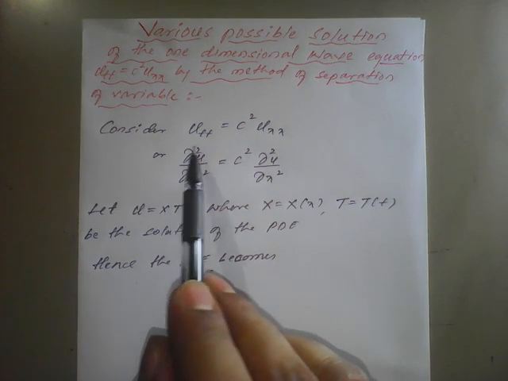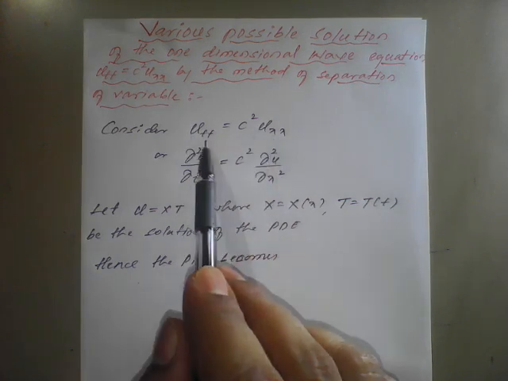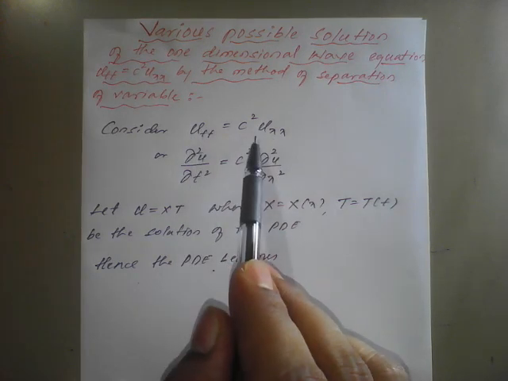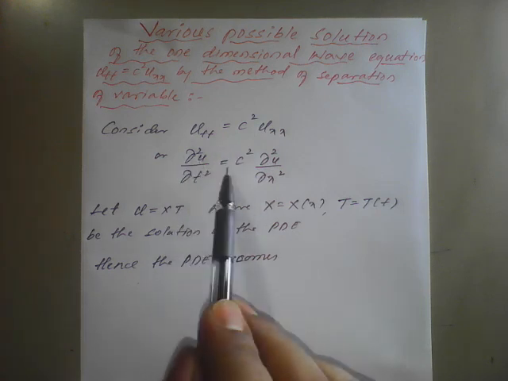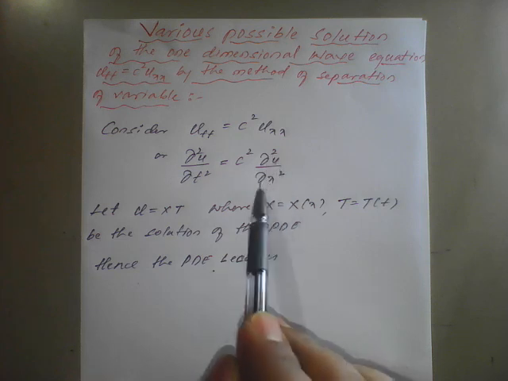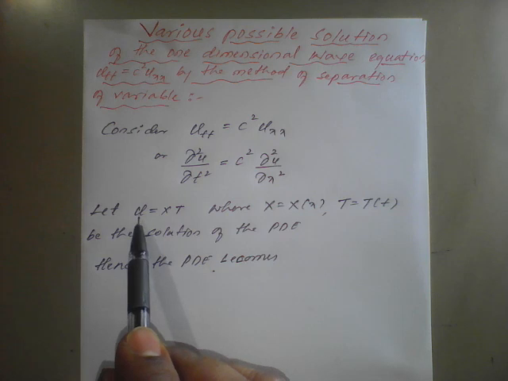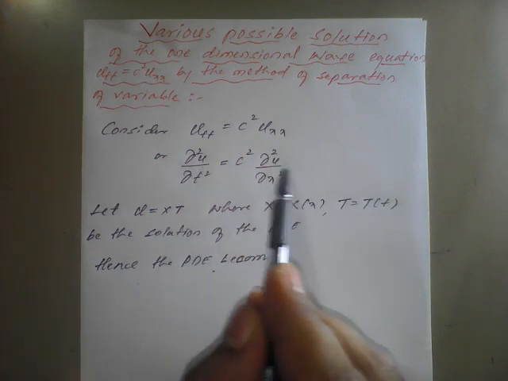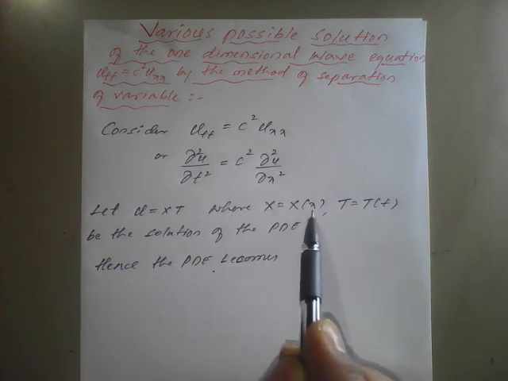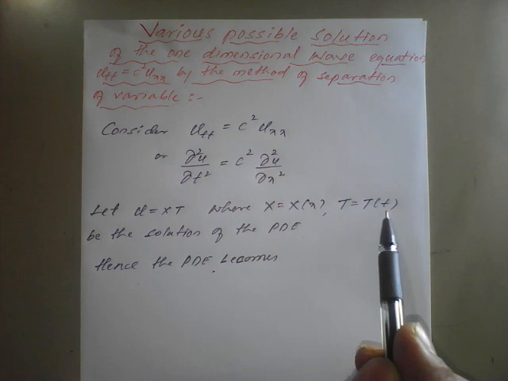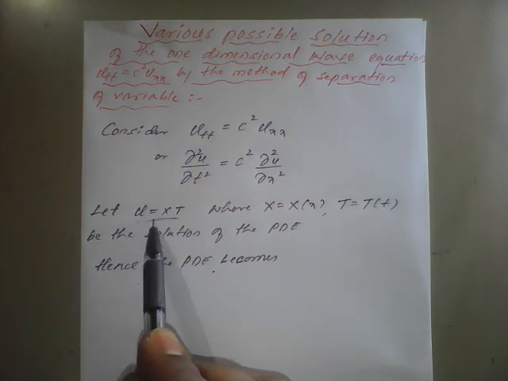Consider u_tt equal to c square u_xx, which is nothing but the wave equation which we have already derived in the previous classes, which can be written as del square u upon del t square is equal to c square del square u upon del x square. So here also we have to substitute u is equal to XT, where X is equal to X of x and capital T is equal to T of small t, as the solution of the PDE.